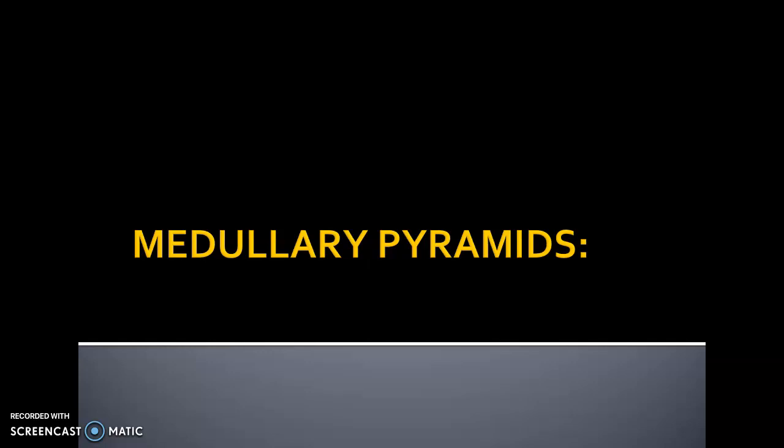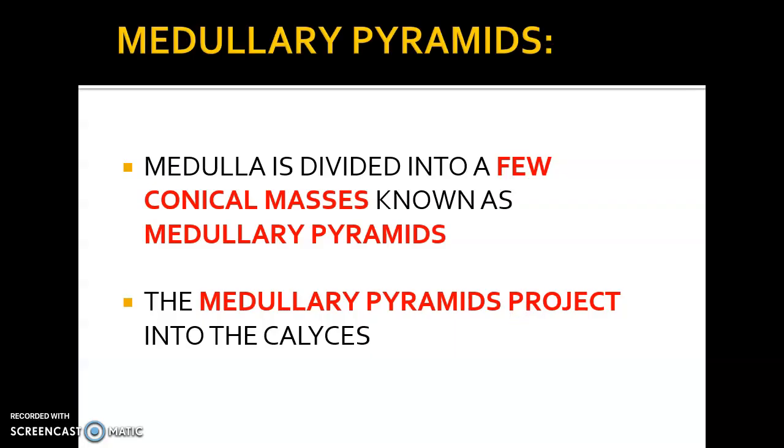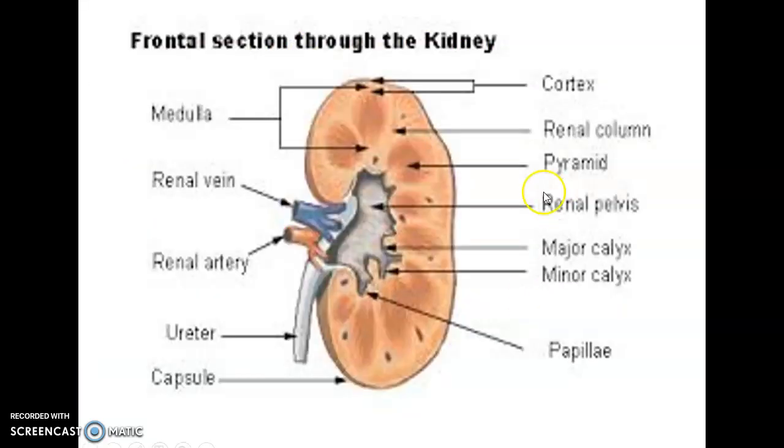So the first part that we are going to observe is the medullary pyramid. If you have a look here, this structure found in the medulla region, which appears like a pyramid, is what we refer to as the medullary pyramids. You can see that the medullary pyramids are connected to the renal calyces, and the renal calyces will open into the pelvis.